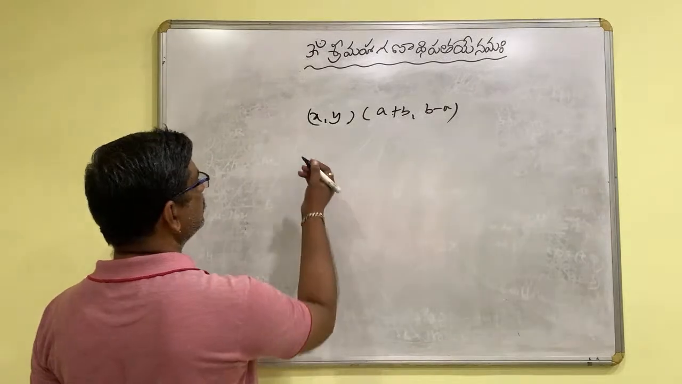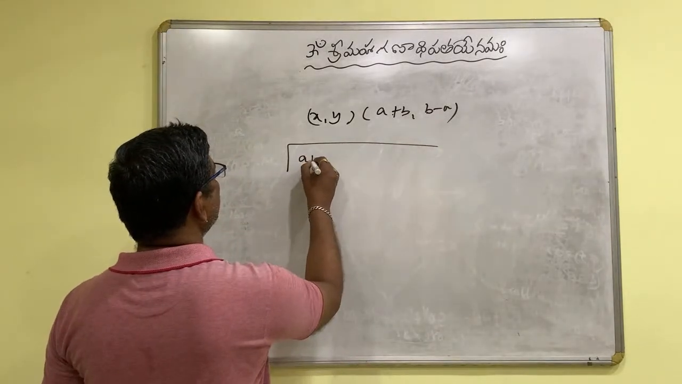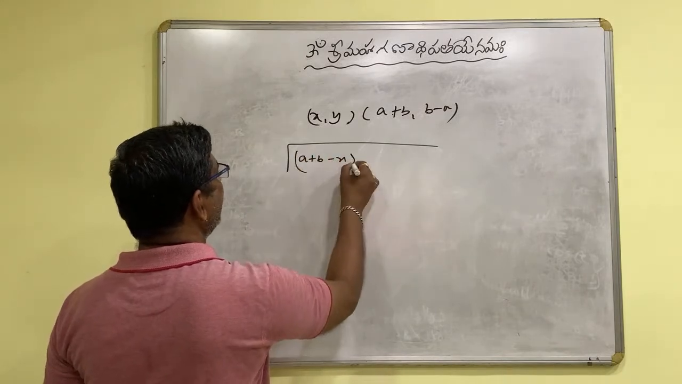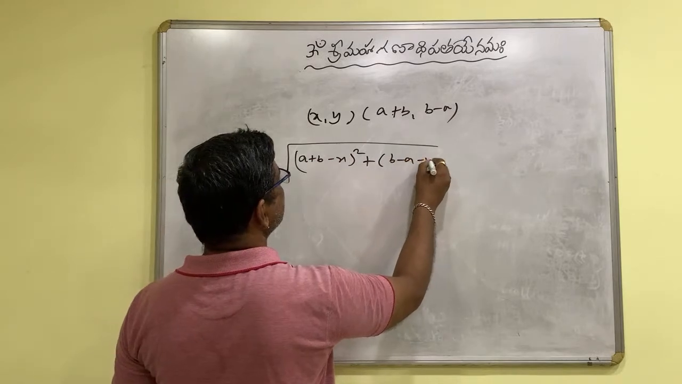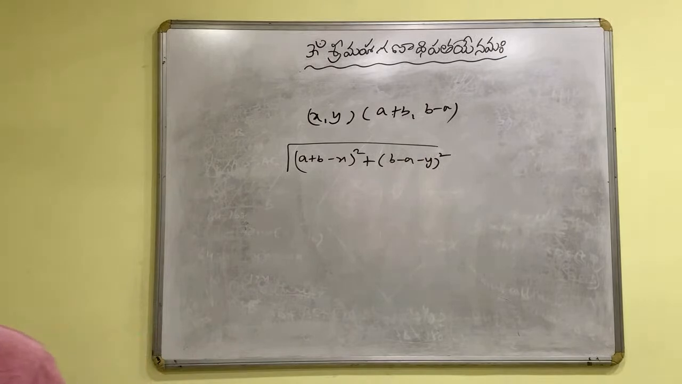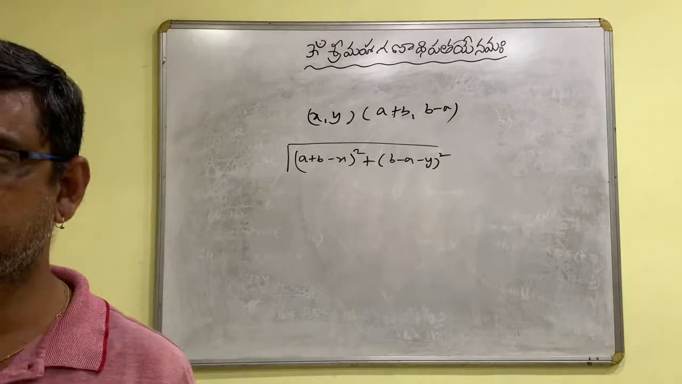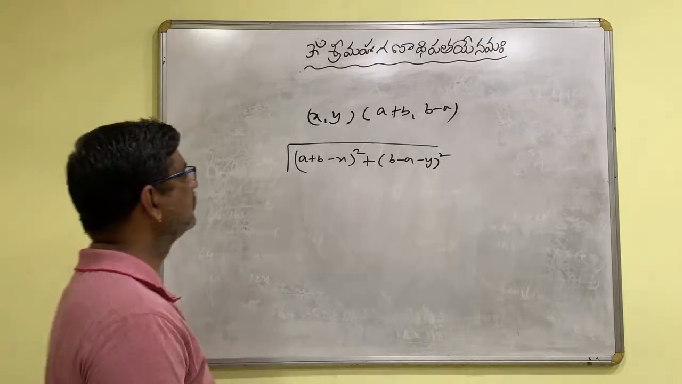Root over a plus b minus x whole square plus b minus a minus y whole square. Okay na? You are asking this one, Jeremy? No need this one?